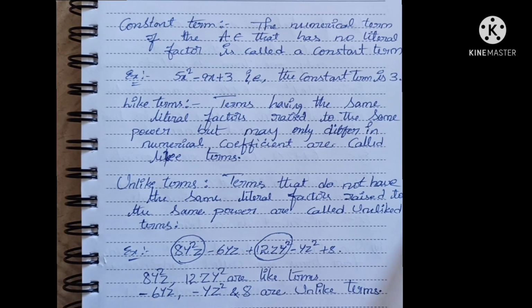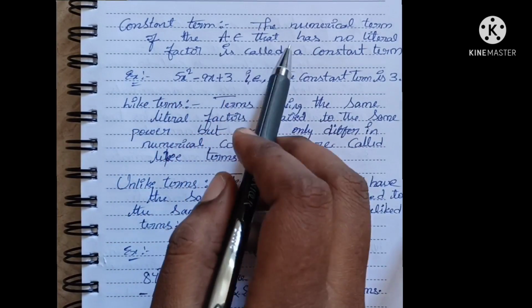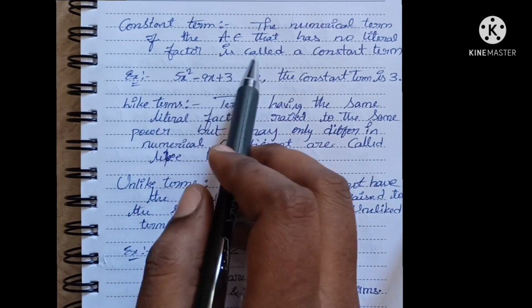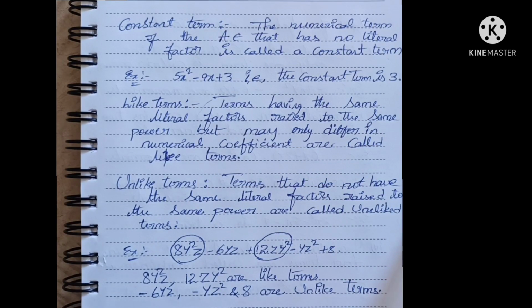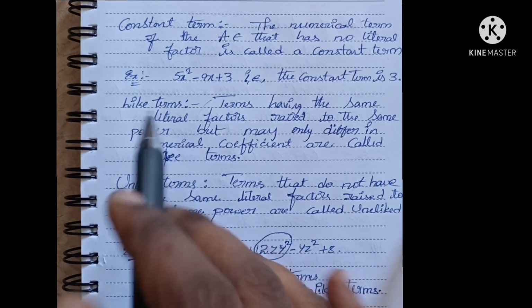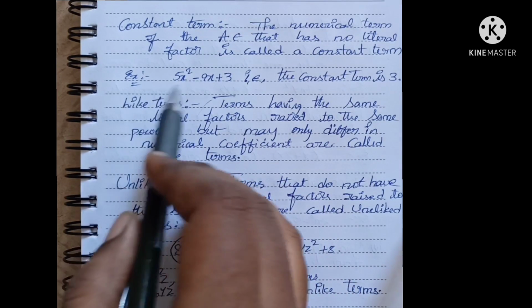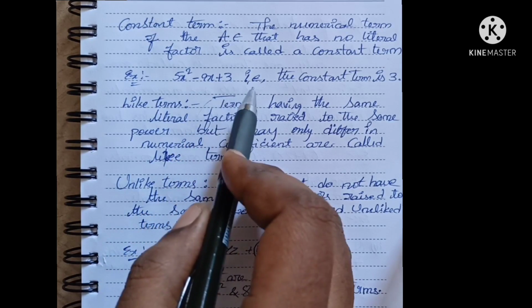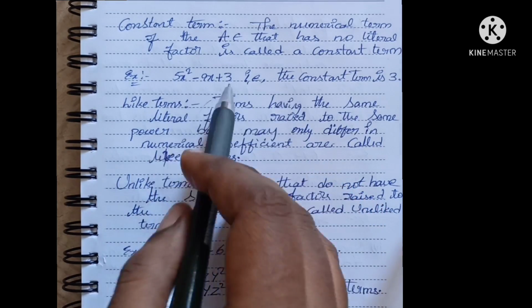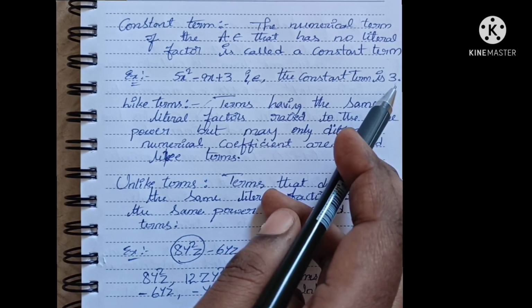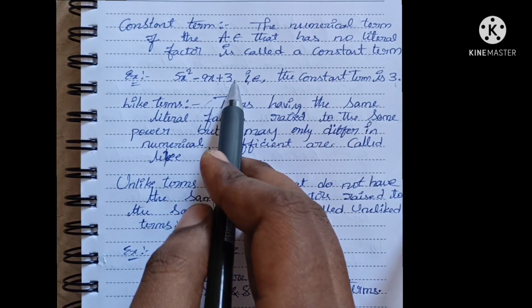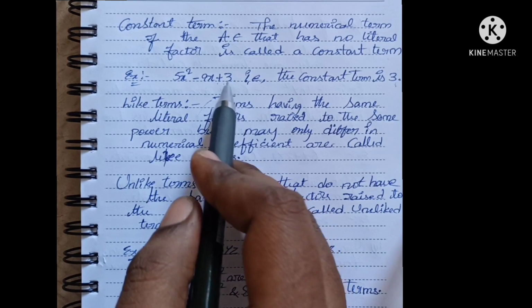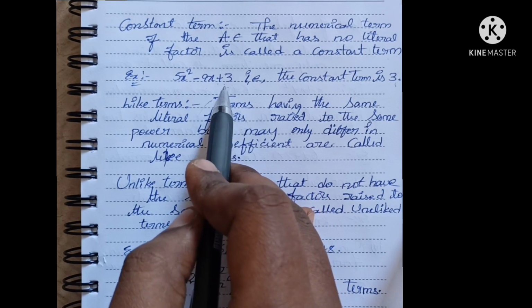Now, constant term. The numerical term of the algebraic expression that has no literal factor is called a constant term. Already we have discussed that a constant is a numerical number which does not have a variable. Here is an example, 5x square minus 9x plus 3. What is the constant term here? 3. 3 is a constant term because it does not have any variable, so it cannot change its value. 3 is a fixed term.